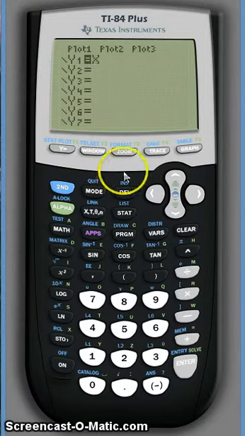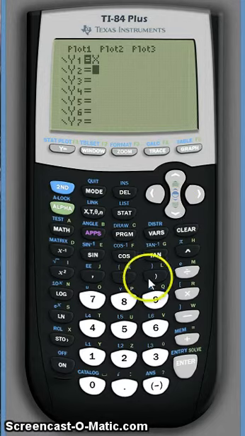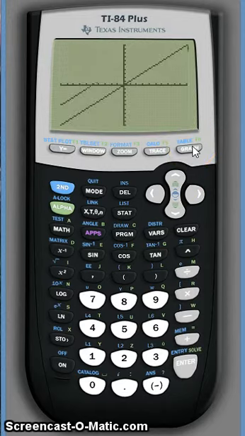Going back into the y equals screen, push your down arrow to get to the second line. Let's look at what the graph of x plus 5 looks like. We push graph again, and we still have our original y equals x line, but now we have a second line that is very similar. It is just shifted up by 5 units.